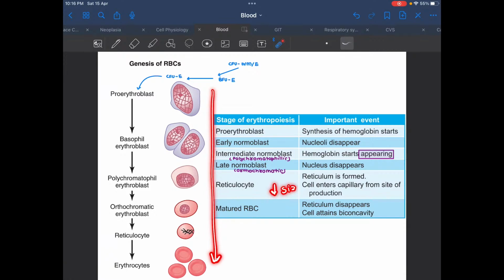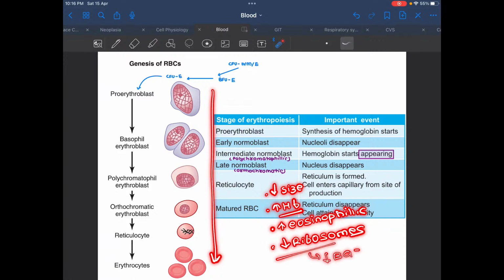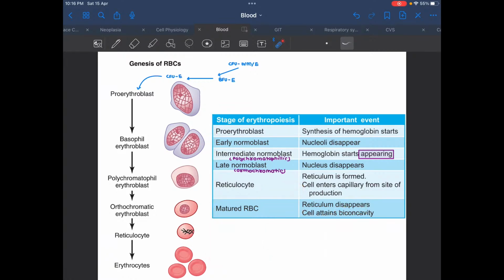First, the size is going to decrease. Second thing, it's going to acquire more hemoglobin. If it's going to acquire more hemoglobin, it's going to become more eosinophilic. Okay. Then what else? It's going to lose its ribosomes. It's going to lose its nucleus. It's going to become less basophilic. Okay. So these are the things which are happening in this lineage.